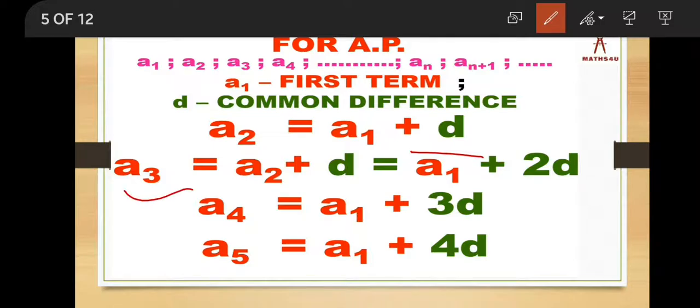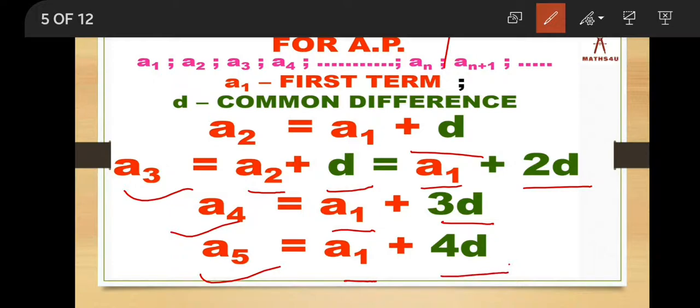Then how can you get the third term, A3? Second term plus D, or we can say first term plus 2D. How do you get A4? A1 plus 3D. How will you get A5? A1 plus 4D. So what can you observe there?